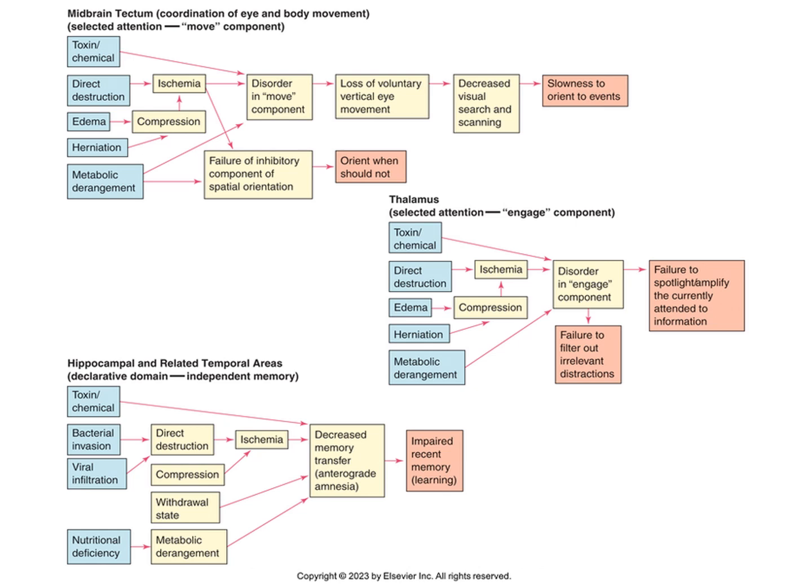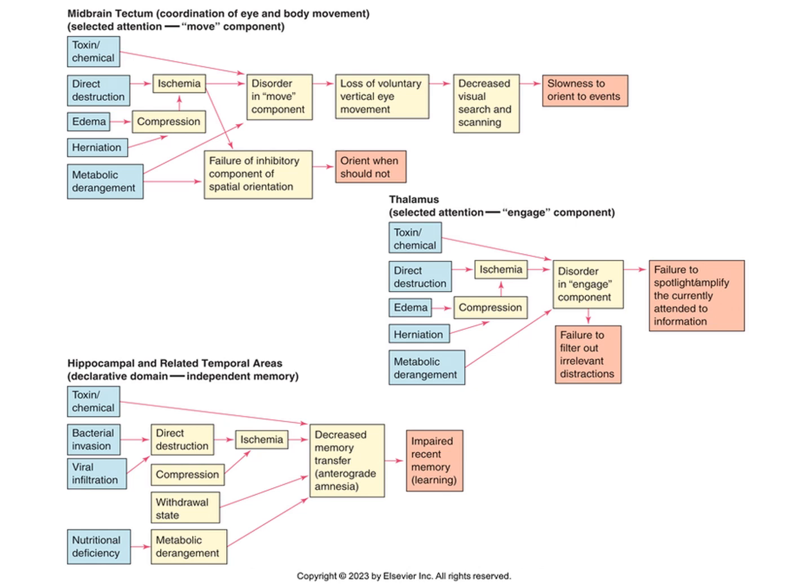Finally, consider the hippocampus and related temporal structures. These regions store declarative memory: facts, events, and experiences. If damaged by hypoxia, trauma, nutritional deficiency, or infection, patients may experience anterograde amnesia, meaning they can't form new memories. Even if they're alert and oriented in the moment, they might forget conversations within minutes. This explains why individuals with early Alzheimer's may repeat the same question or story.